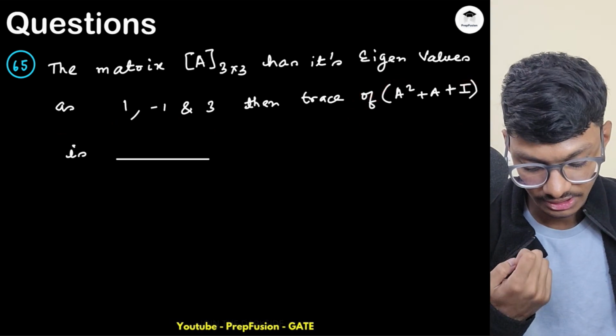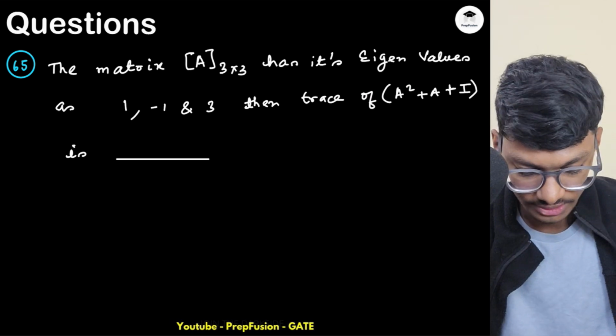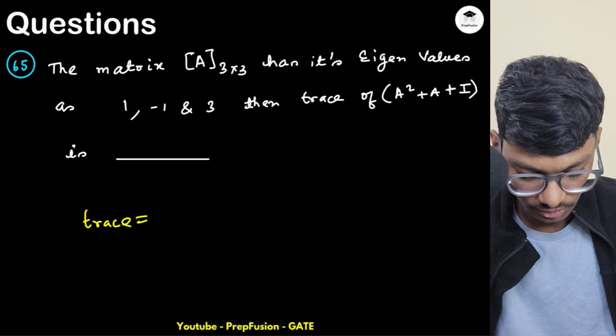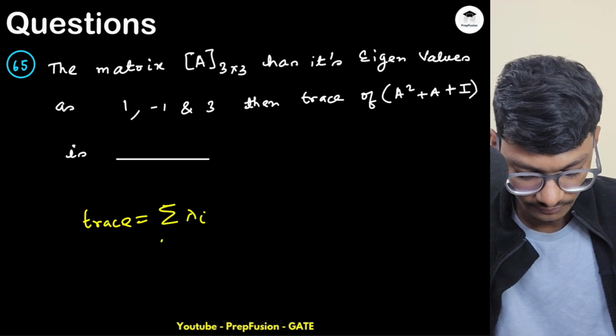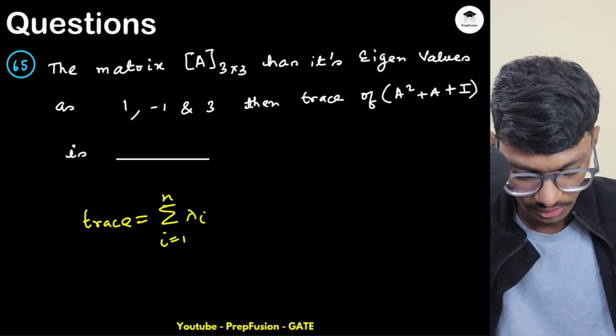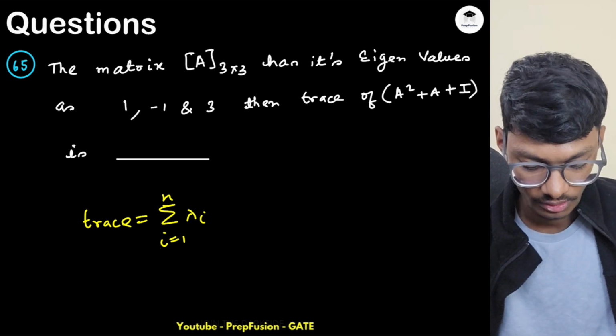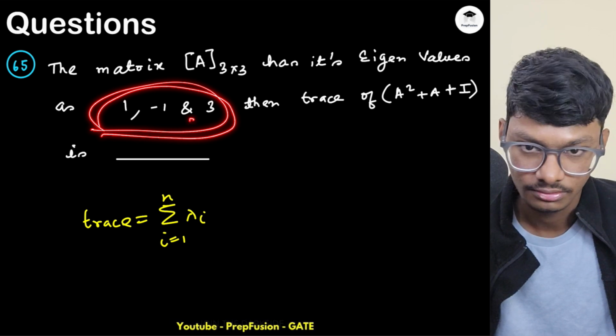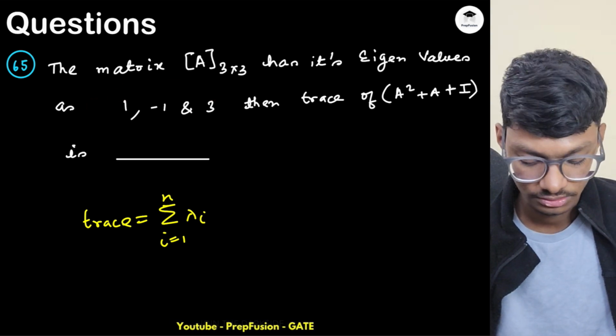So basically, what is trace? First of all, trace is equal to the sum of the eigenvalues, sum of the eigenvalues lambda_i from i = 1 to n. So you might think, sir, what is the trace of this? The trace of A is 3: 1 minus 1 plus 3, 3.